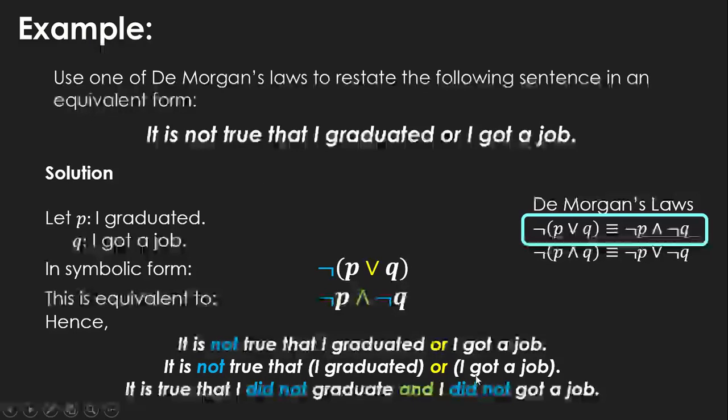So, therefore, if we determine an equivalent form for our statement, it is not true that I graduated or I got a job, we will have the statement, it is true that I did not graduate and I did not get a job. Ano lang siya.